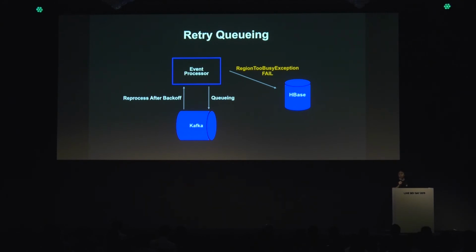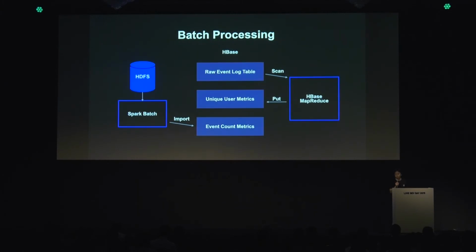In implementing retry queuing, there's a large LINE Kafka cluster, and the Kafka operation team develops Decaton, which is an internally developed consumer framework, and we use this for the retry queuing implementation.